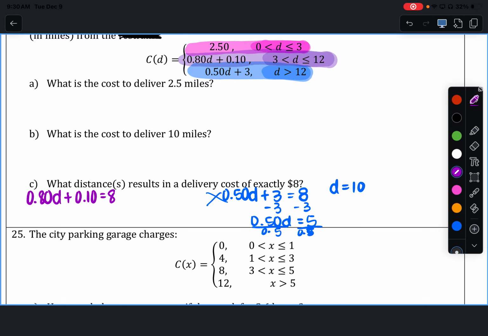What do I need to do to solve that one? Subtract 0.10. So we have 0.80 D equals, what is 8 minus 0.10? 7.9. Divide both sides by 0.8. Does anybody have a calculator handy and can tell me what that is?